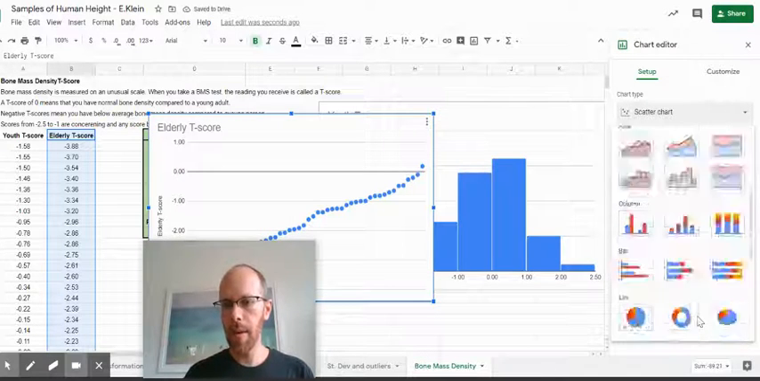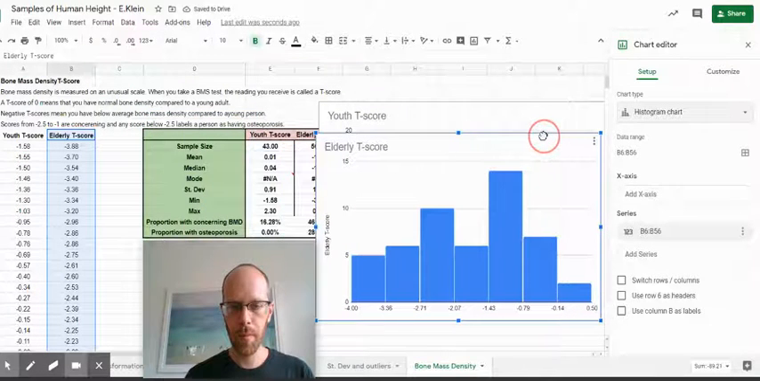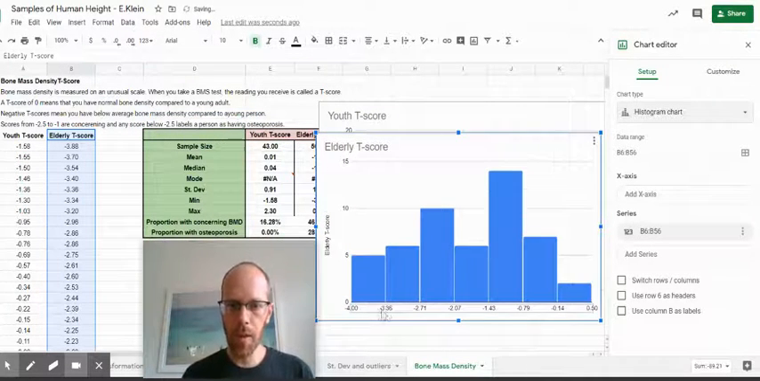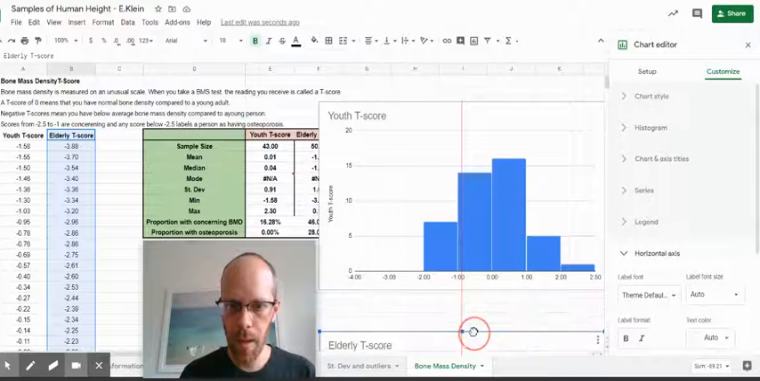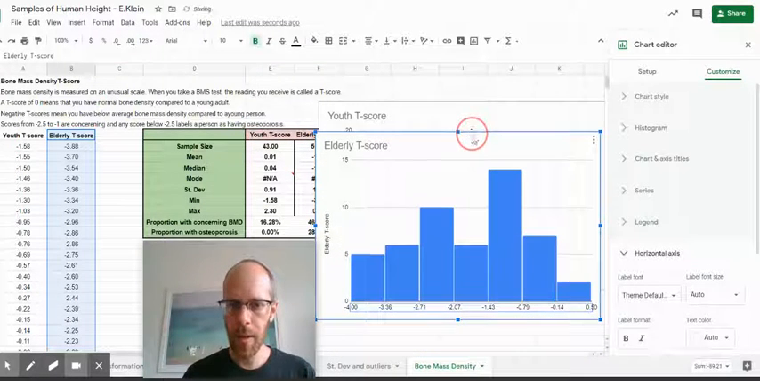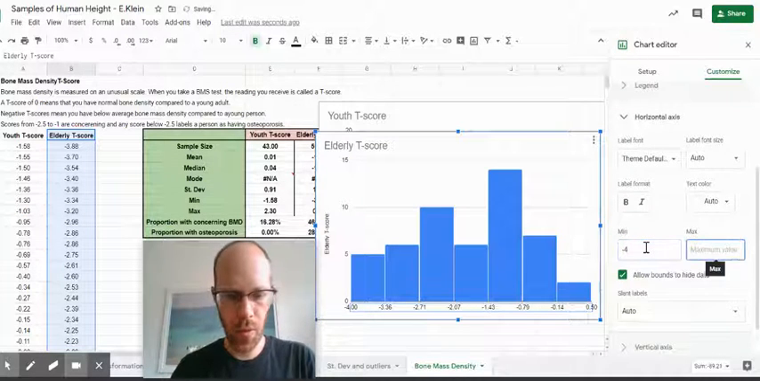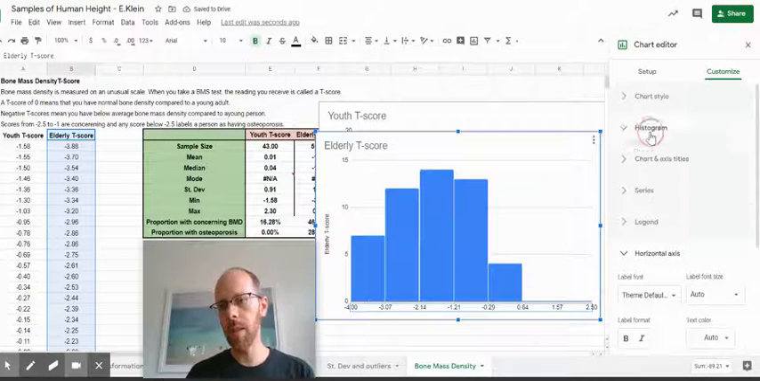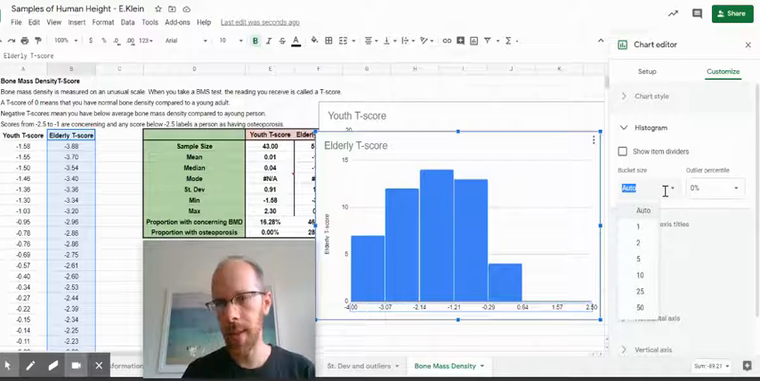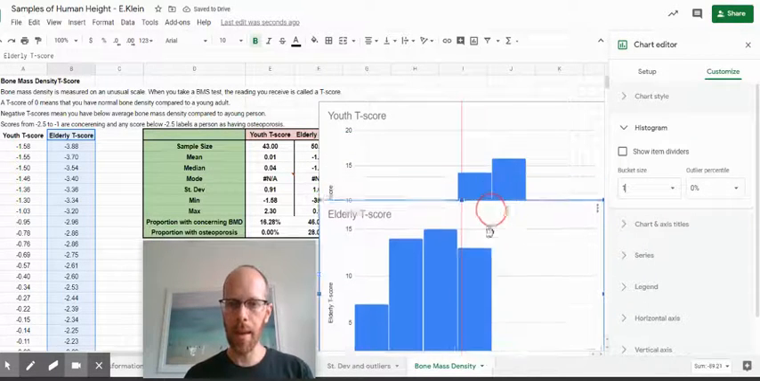Okay, same game. Change this to the histogram. You can see that the interval is not what I would want it to be. Let's see, the other one goes from -4 to 2.5. So let's make this one also go from -4 to 2.5. And then I am going to once again change the bucket size so that it's exactly the same. All right, so we get these two that we can compare.